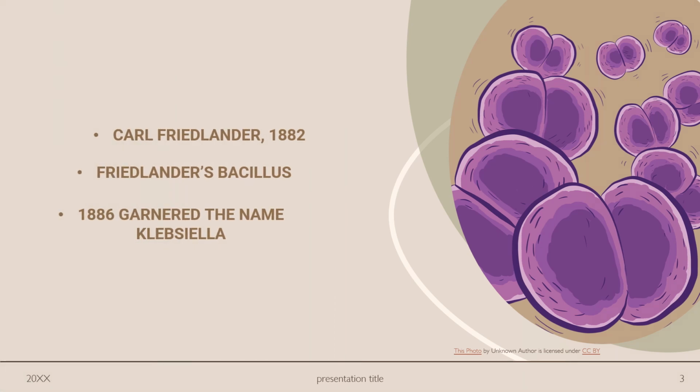So with this, Klebsiella pneumoniae was founded by a German scientist by the name of Karl Friedlander in 1882, and he discovered this by just isolating it from a person who had died from pneumonia. Originally, the name that they gave it was Friedlander's bacillus, but by 1886 they had changed the name to Klebsiella.